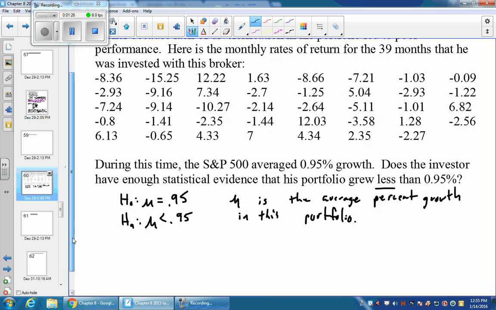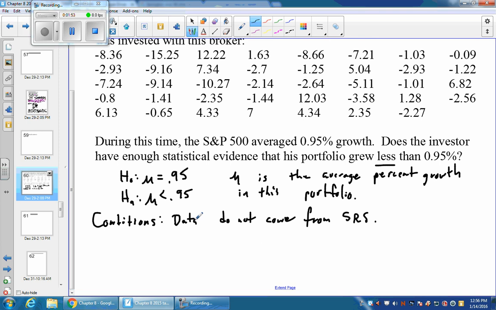So what we've got to do is check conditions. First off, does the data come from an SRS? No. I should say data do not come from SRS. And since data is plural, you should say data do not come. I said data does not come, but "do not" is more grammatically correct.